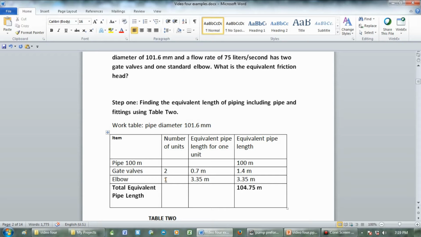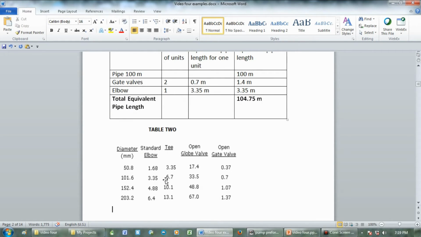Then we go down to Table 2 and we find the equivalent pipe length per unit. So we have 101.6 millimeters piping. For a standard elbow, we have 3.35 equivalent meters of pipe length. Going over here, we go over to the gate valve, and for each gate valve, we have 0.7 meters of equivalent pipe length. So we go up here and we put those in their respective column. For the gate valve, 0.7 meters. For an elbow, 3.35 meters per each item.